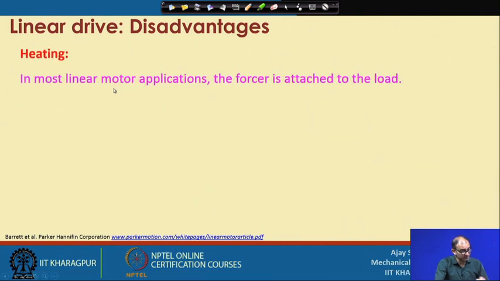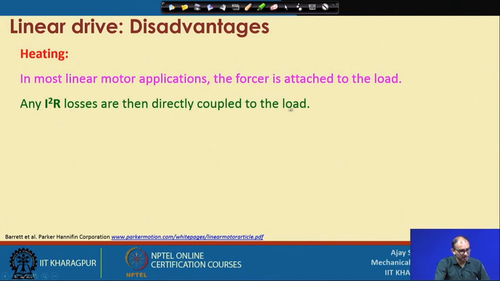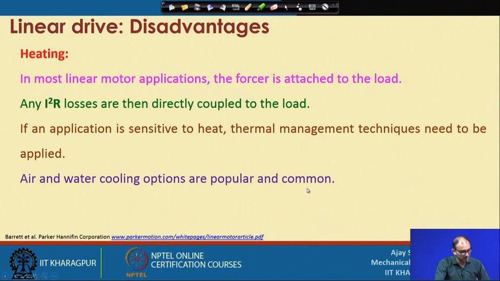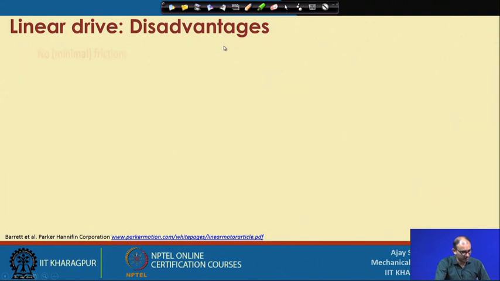Heating is an issue, because heating is because of the current supply. In most linear motor applications, the forcer is added to the load. So, any I squared R losses are then directly coupled to the load. So, that is the problem here. But many times we apply some thermal management techniques, mostly air cooling or water cooling. In that case we can reduce this heating problem to a very low level. And another thing is that heating is because of the electrical supply only, not because of mechanical friction and wear. So, that is one of the ways that we can make this disadvantage very low, so that you can neglect it for other applications.